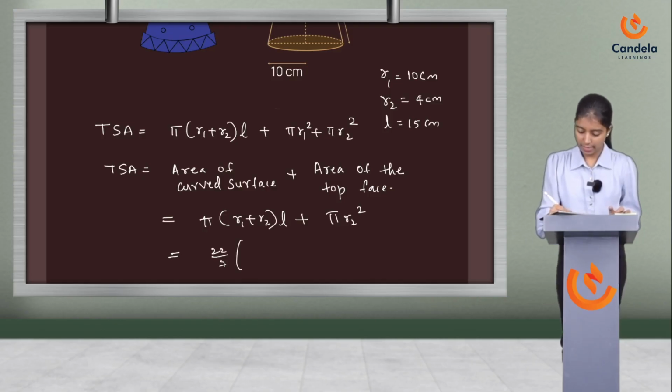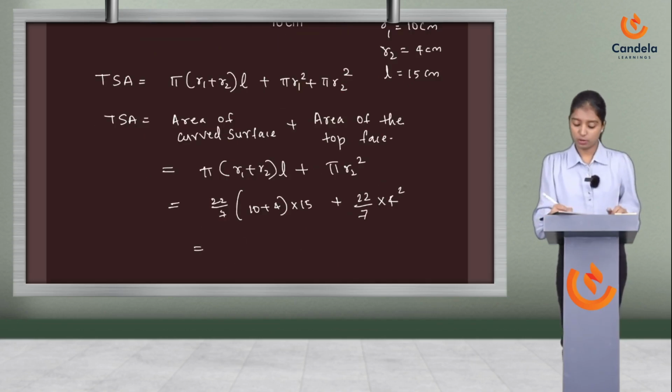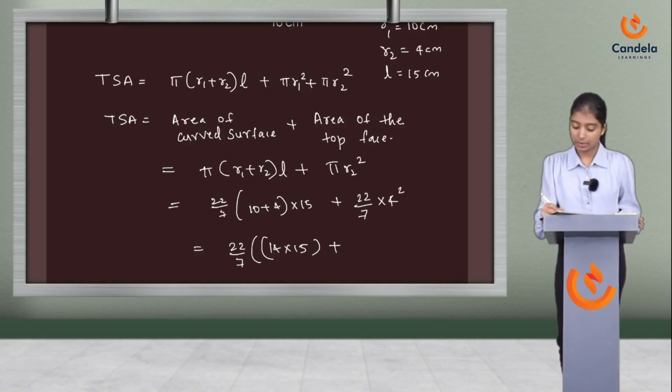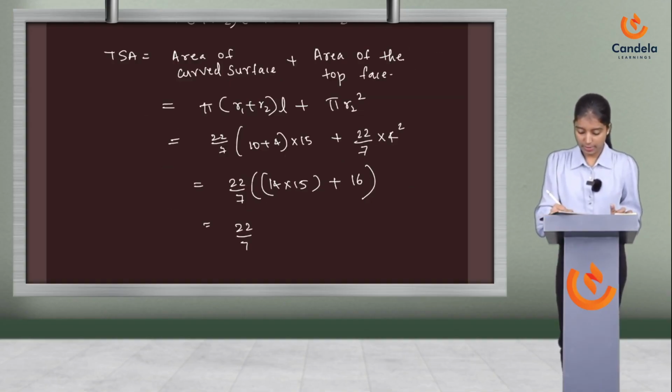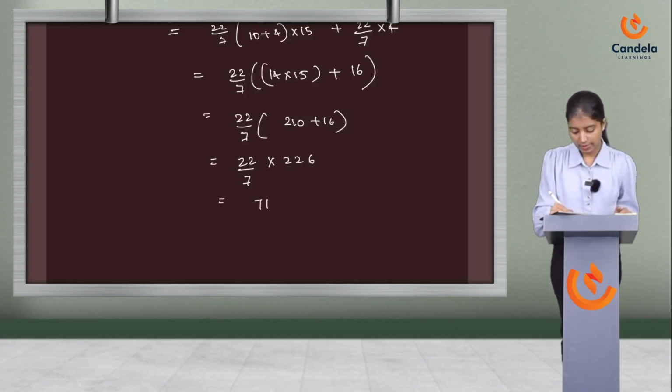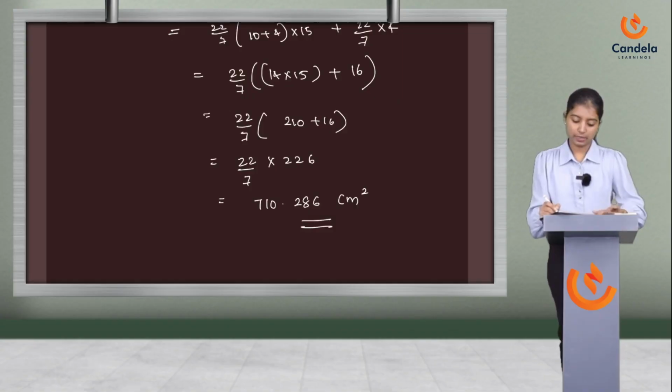R1 plus R2, that is 10 plus 4, into L is 15, plus again 22 by 7 into R2 is 4, right? So 4 square. Simplifying, let's take out 22 by 7 outside. So we'll be getting 10 plus 4 is 14. 14 into 15 plus 4 square, that is nothing but 16, right? So here we'll be getting 22 by 7 into 210 plus 16. 22 by 7 into 226, that is equal to 710.286 centimeters square. Yes. So this will be the total area required to make the cap.